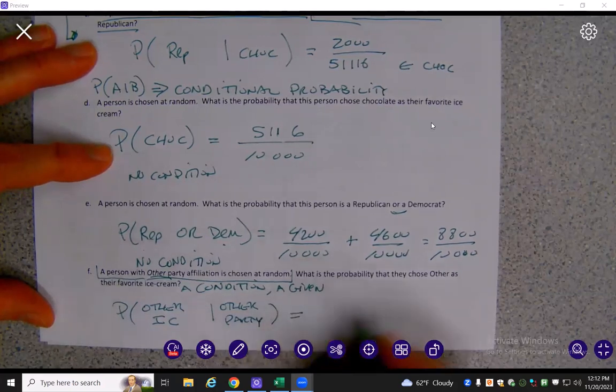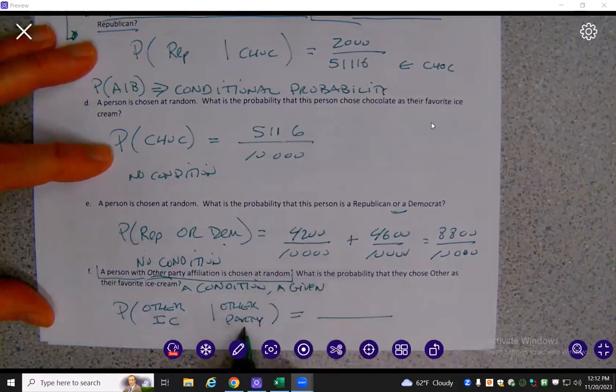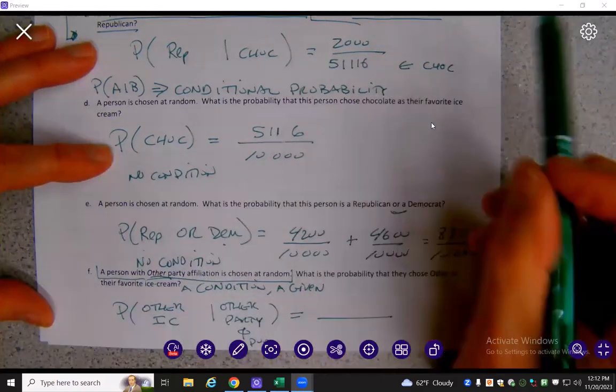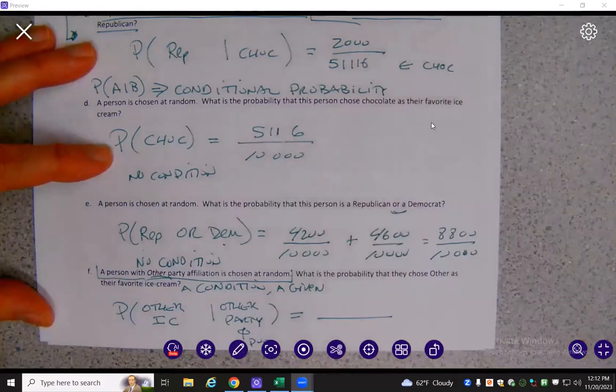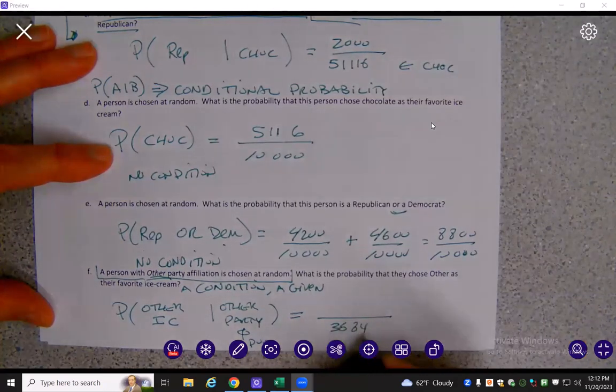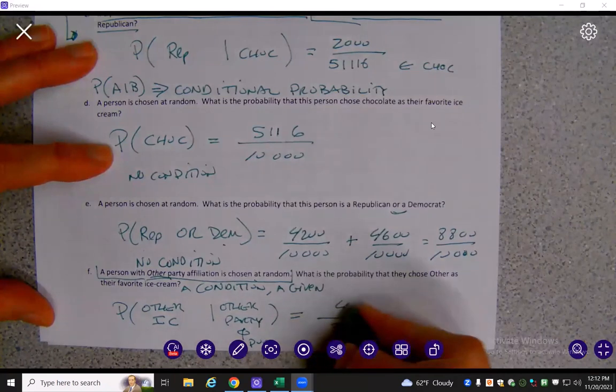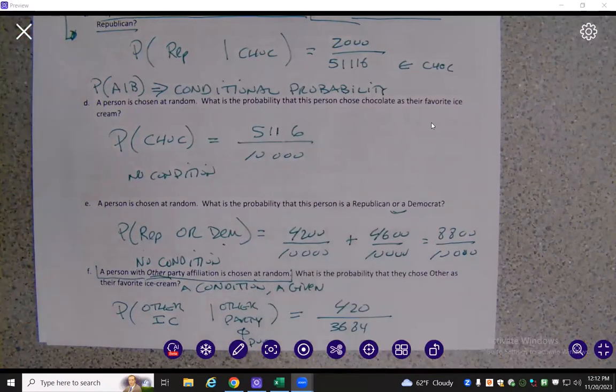That means, again, I cannot look at the entire table. I can only look at other party. That's the only thing left for me to think about. This is the entire population now. It's just nothing but other party. So I look at other party, and there is 3,684. And of those, 420 chose the other ice cream.